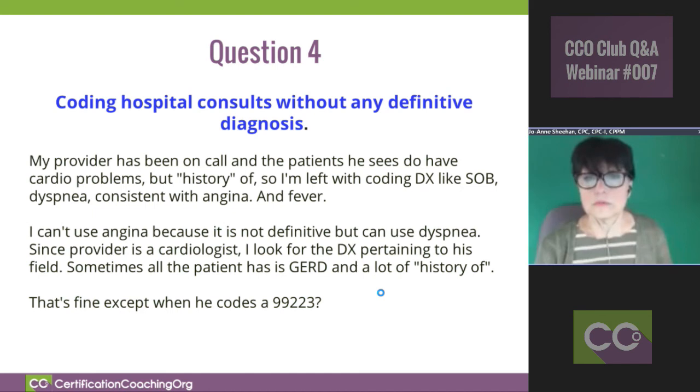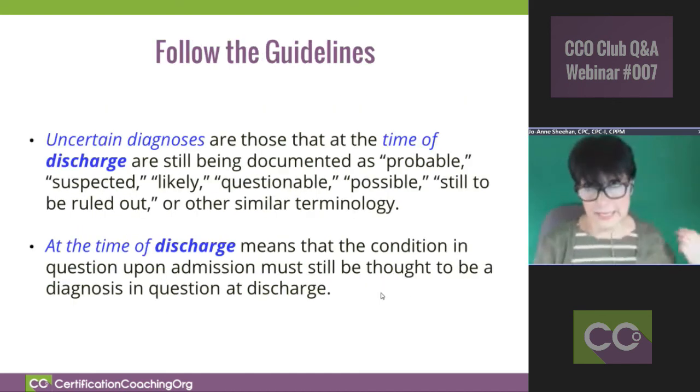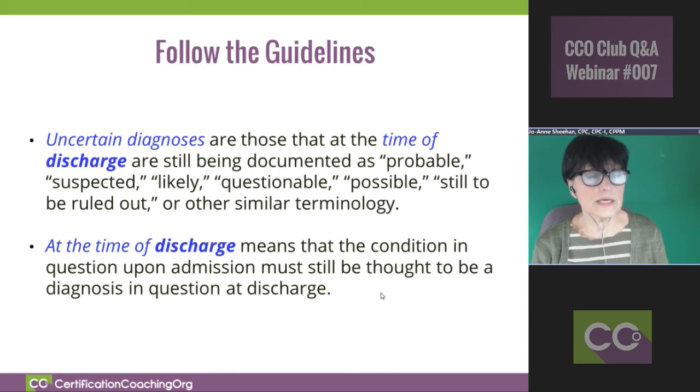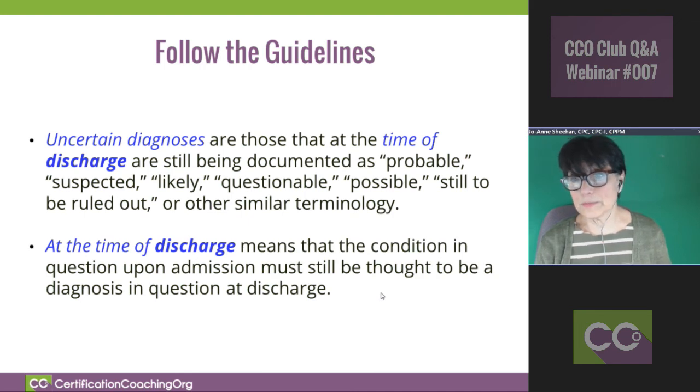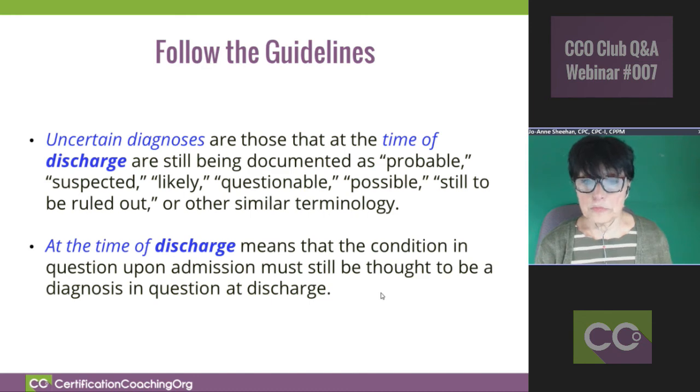First of all, the patient is being admitted with signs and symptoms: shortness of breath, dyspnea, fever, and so forth. He's saying it looks like it's angina, but he's not saying that it is. Uncertain diagnoses are those that at the time of discharge are still documented as probable, suspected, likely, questionable, possible, still to be ruled out, or other similar terminology. At the time of discharge means that the condition the patient went in with in question upon admission must still be thought to be a diagnosis in question at discharge.